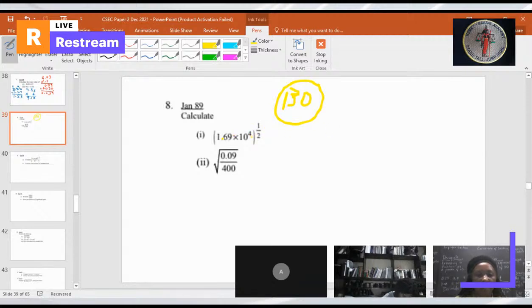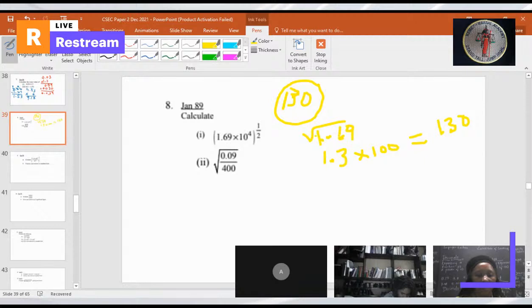So the square root of 1.69, we know that 169 is 13 times 13. So 1.69 would be 1.3 times 1.3, right? So that's 1.3. And 10 to the fourth, the square root of that is 10 squared, which is 100. All right, so that's how we would get 130 without the calculator.